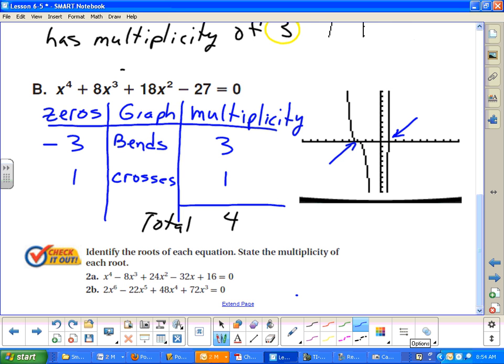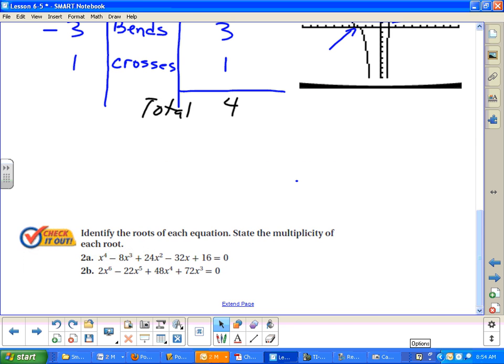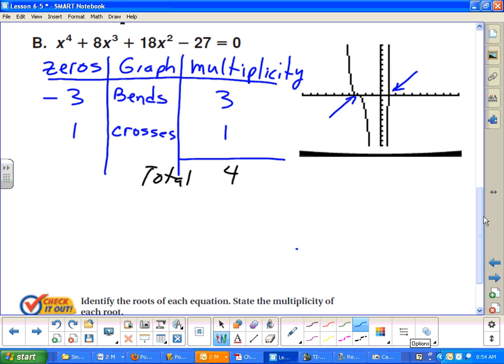Okay. Now, so let's look at what happens then is that I can write it in factored form. I now have the ability to factor this polynomial because it's now x plus 3. If I have 0 at -3, it's x plus 3. Since the multiplicity is 3, that's to the third power. And x minus 1. Since the multiplicity is 1, that's to the first power. So I've just factored that very ugly polynomial.